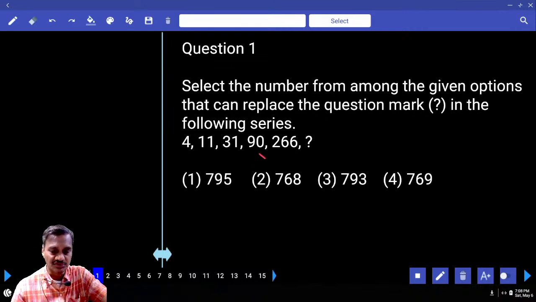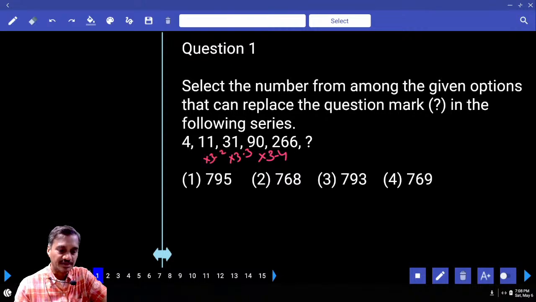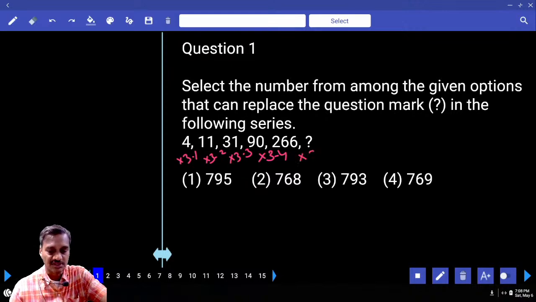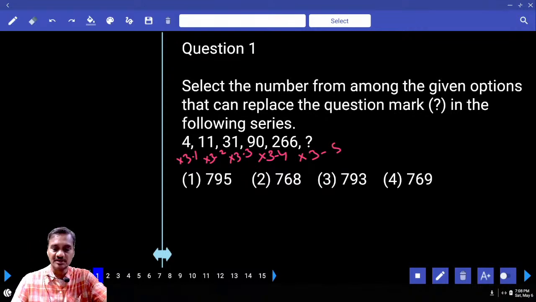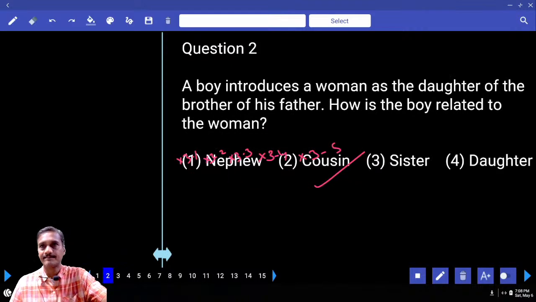Now 90 and 266, if you observe here, into 3 minus 4. Here it is into 3 minus 3. Here it is into 3 minus 2. Next one, into 3 minus 2. Into 3 is constant and 1, 2, 3, 4, 5 are subtracted. Now 266 into 3 minus 5. 18 minus 5 is 13. Last digit 3. Choice 3 is the answer, question number 1.